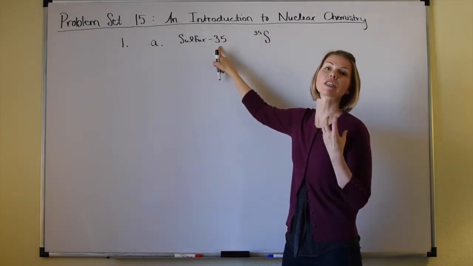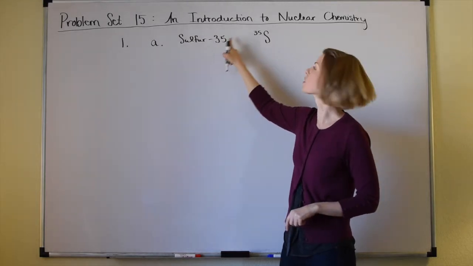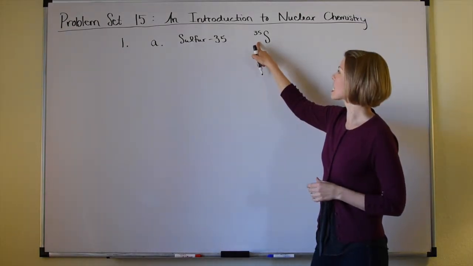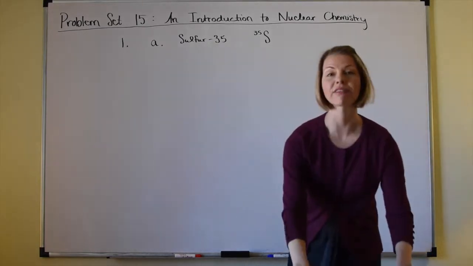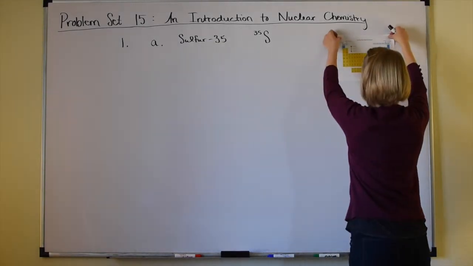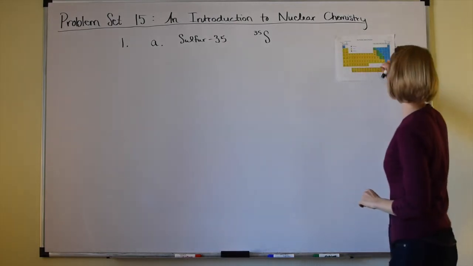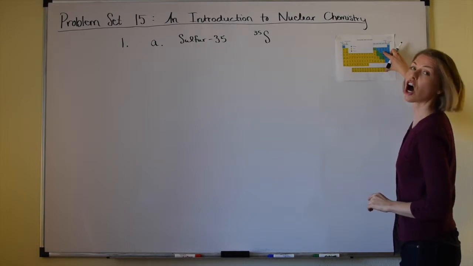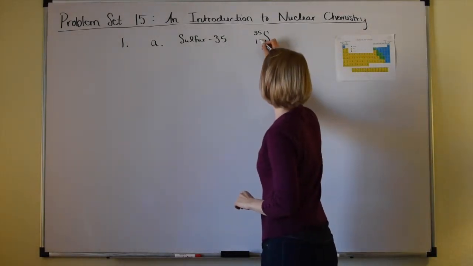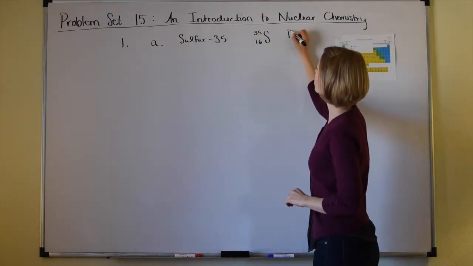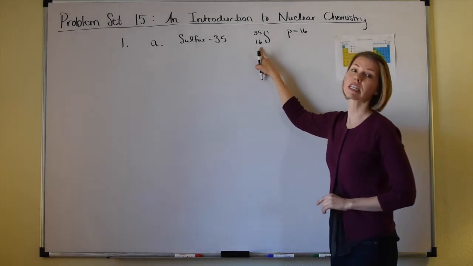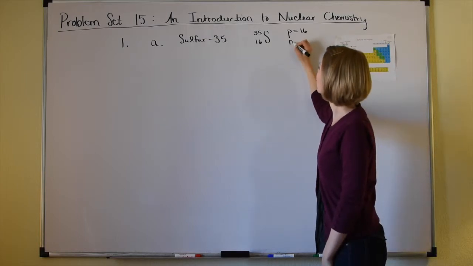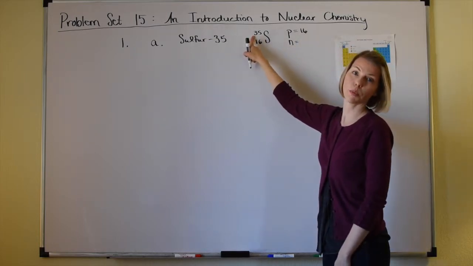Remember that 35 is going to be the mass number for the isotope, which is always written as a superscript before the element symbol. Now all we're missing here is the atomic number, which we will have to get from our periodic table. So grab your periodic table and look up sulfur. It is in group 6A and it has an atomic number of 16. All right, so the number of protons is always given by the atomic number. You just get that straight from the periodic table.